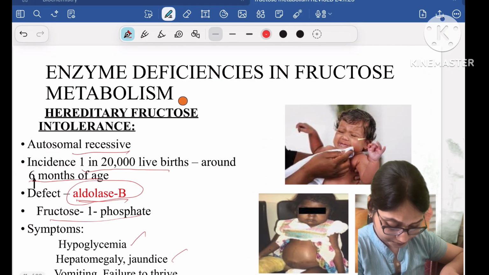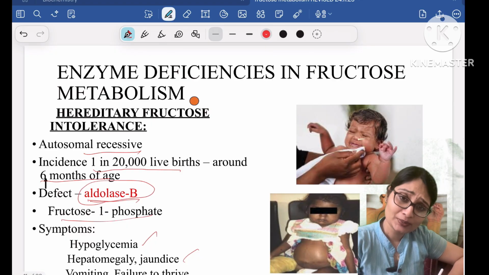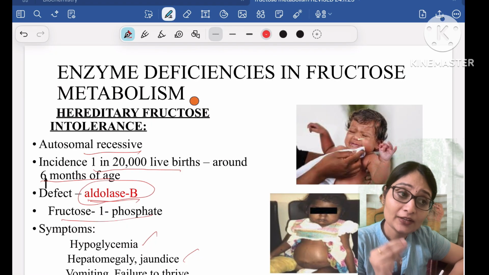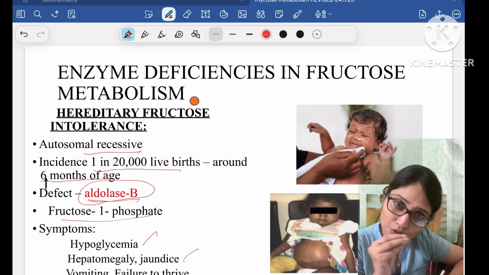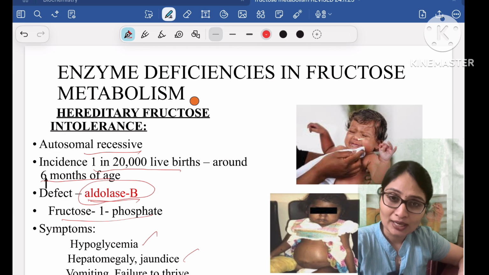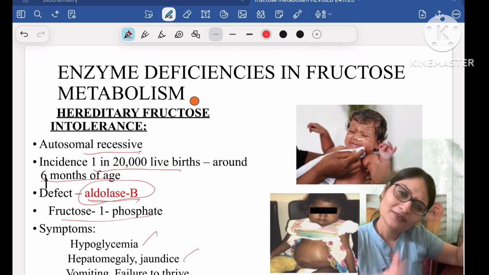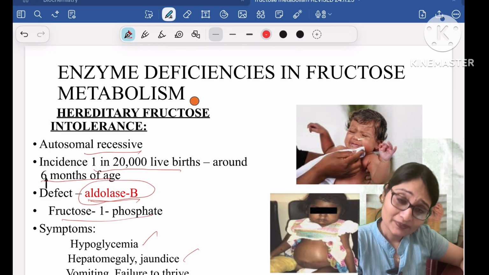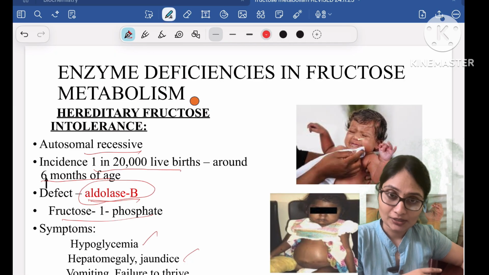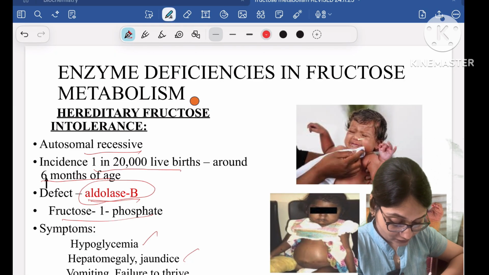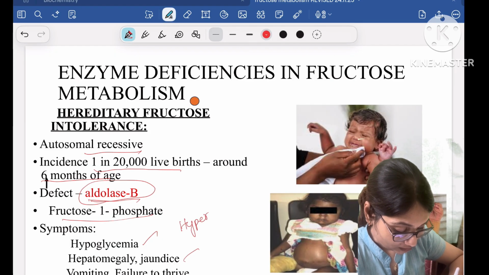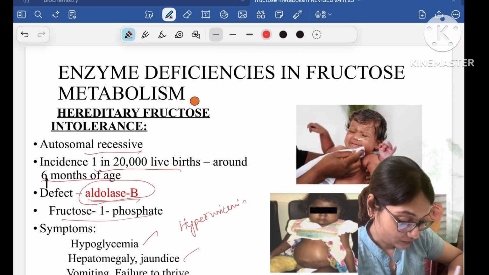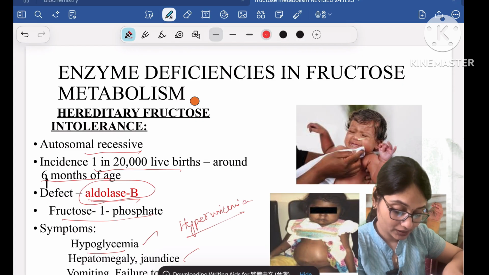So to begin with, hepatomegaly. Why hepatomegaly? For the simple reason that fructose metabolism is concerned with the liver, and if something goes wrong in fructose metabolism, the precursor or the substrate that is accumulating is going to accumulate within the liver. So the liver has to enlarge, right? As simple as that. And because the liver enlarges, they end up getting jaundice, right? So now let's see why hypoglycemia. And there is one more feature, which is hyperuricemia. So now let's see why hyperuricemia, why hypoglycemia, and other things.